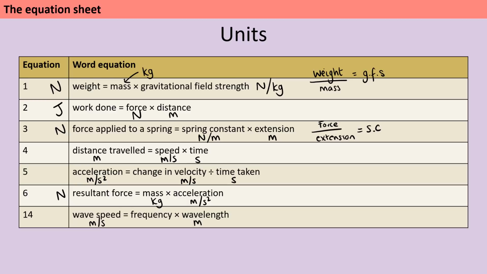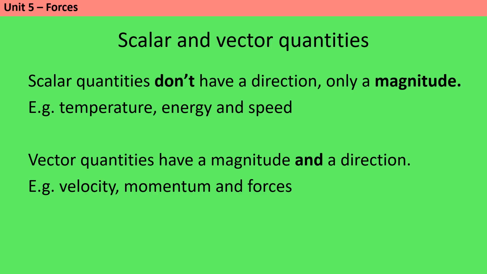in your calculations. In physics, we divide quantities into scalar quantities and vector quantities. Scalar quantities are ones that don't have a direction. They only have a magnitude or a size. So this would be things like temperature, energy and speed. It would be meaningless to say 20 degrees C to the north. Vector quantities, on the other hand, still have a magnitude or a size, but they also include a direction. And these include velocity, momentum and forces.